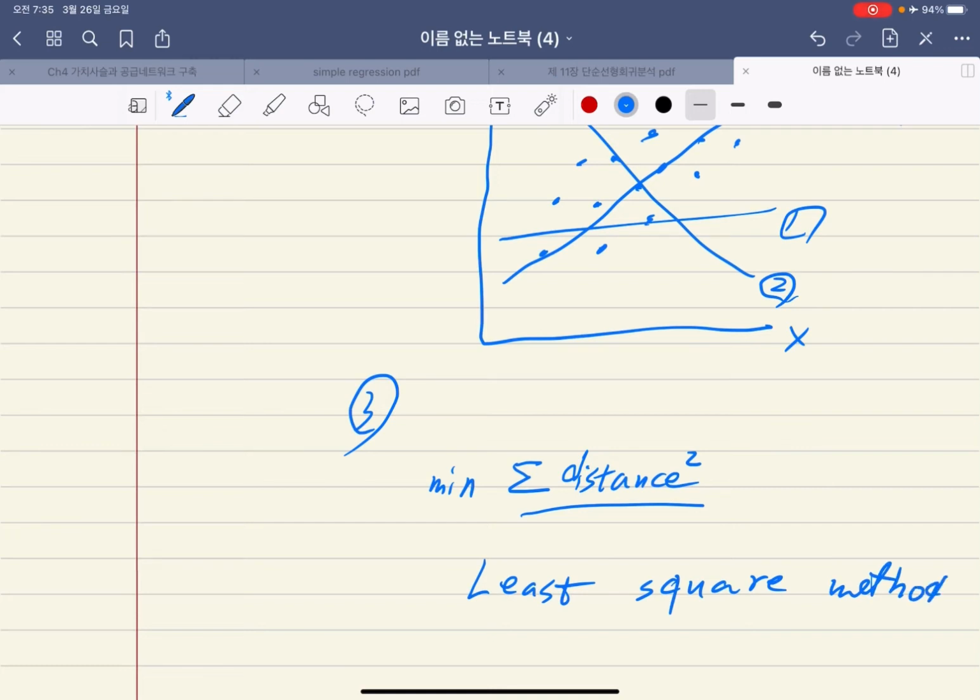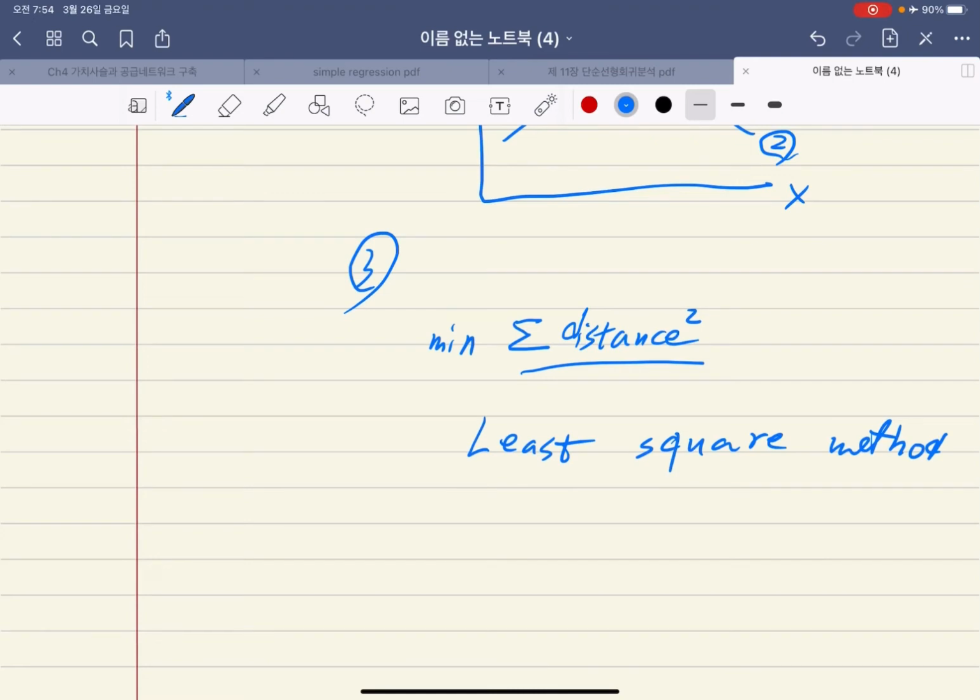Let me say again: finding the relationship between x and y is to find a line which minimizes the sum of distance squares. That's called the least square method. So let me show you how to get the slope and intercept for the regression equation.